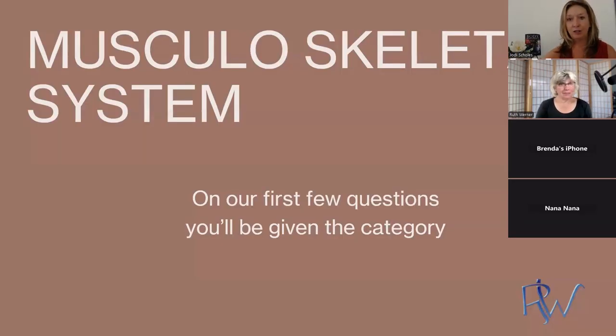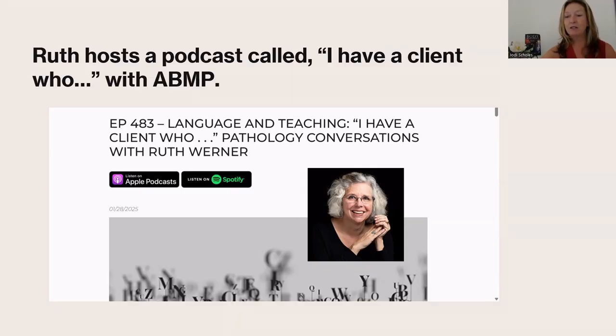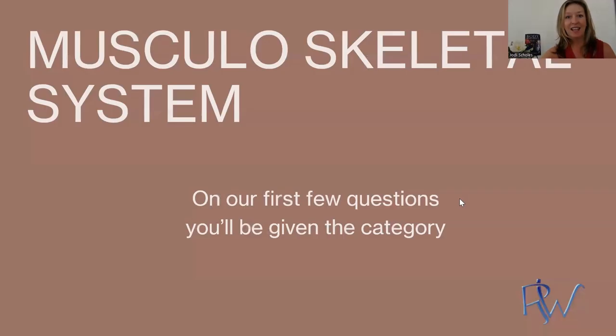We are going to start. We have three systems of the body today: the musculoskeletal system, the respiratory system, and the digestive system. We are going to go through a series of questions in each category first, and then we're going to do wild card, where they're coming from every category. All right, let's go to speaker view. So again, the first few questions, you'll be given the category, but then we're going wild card.